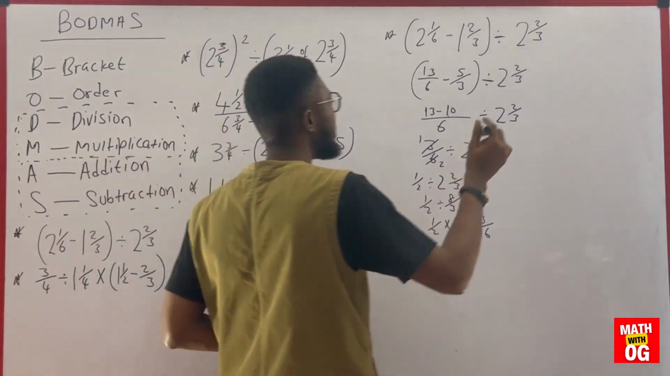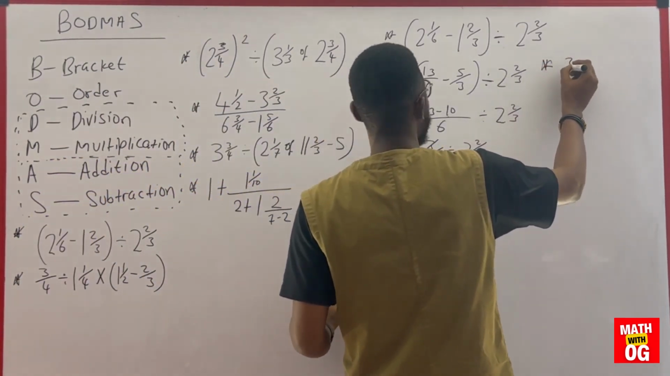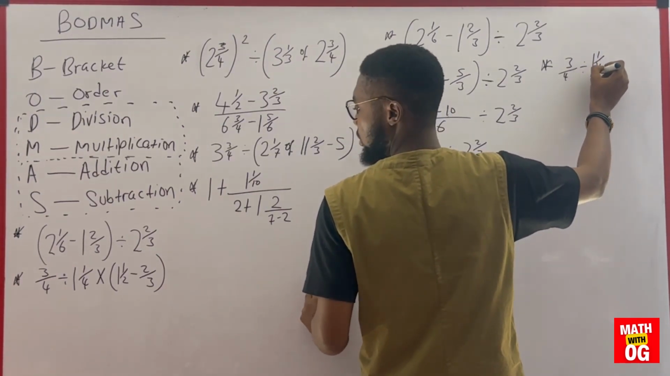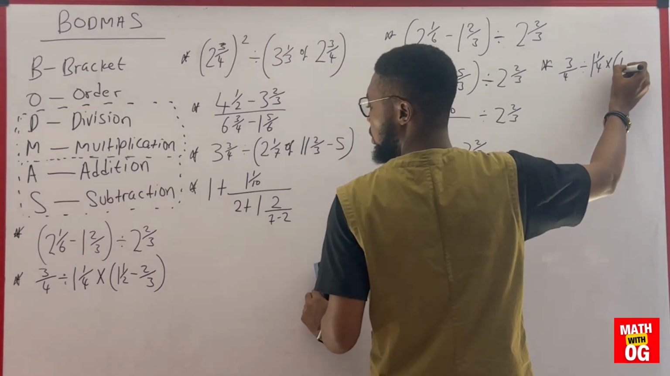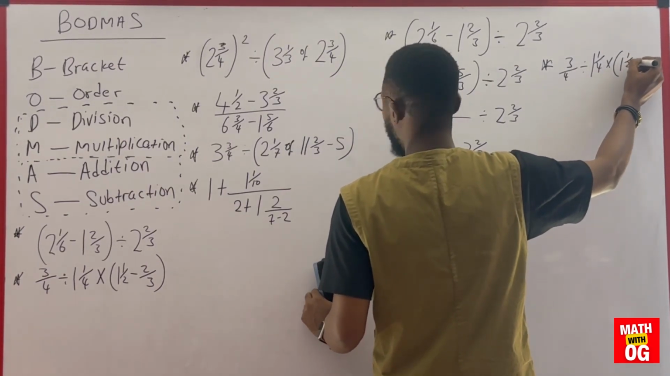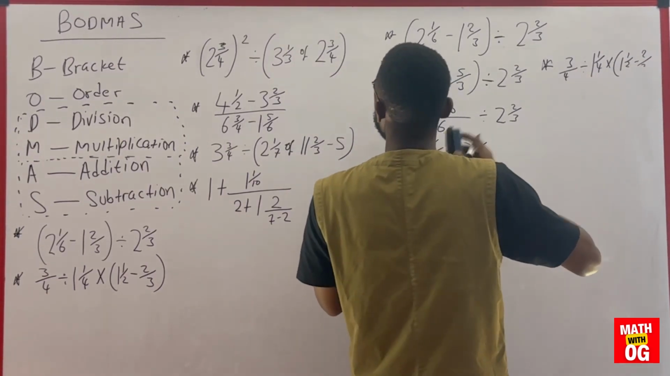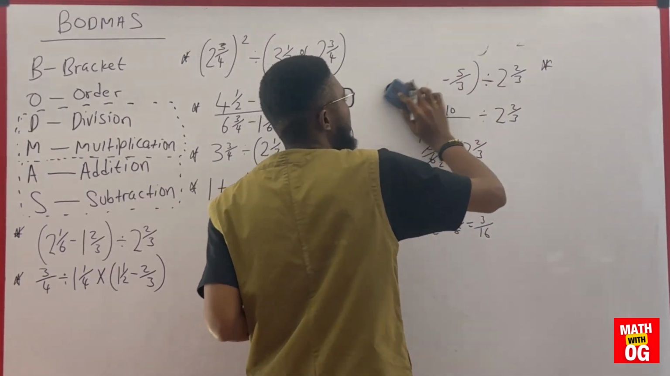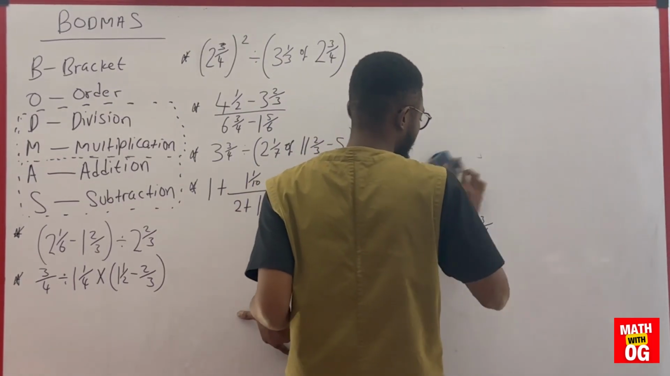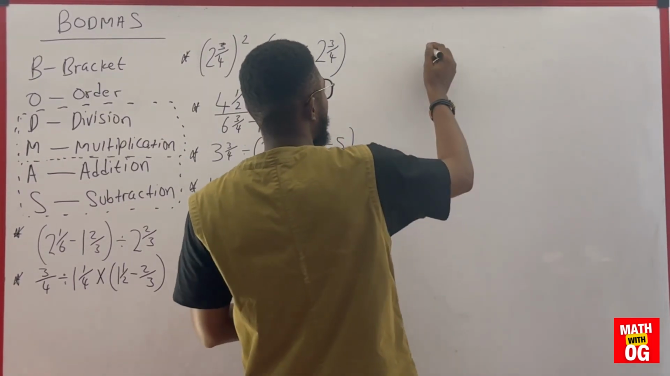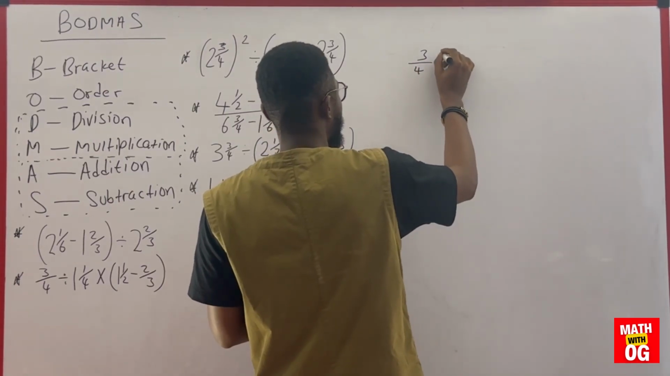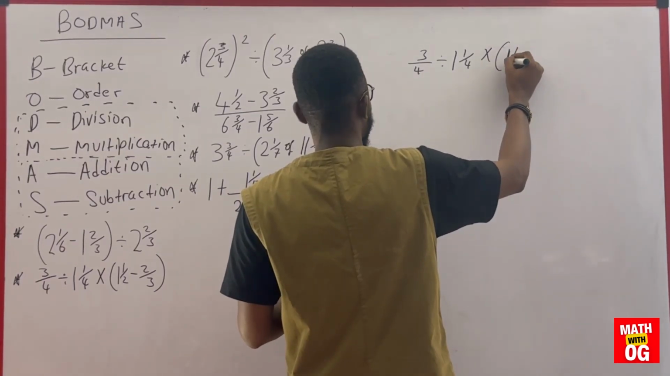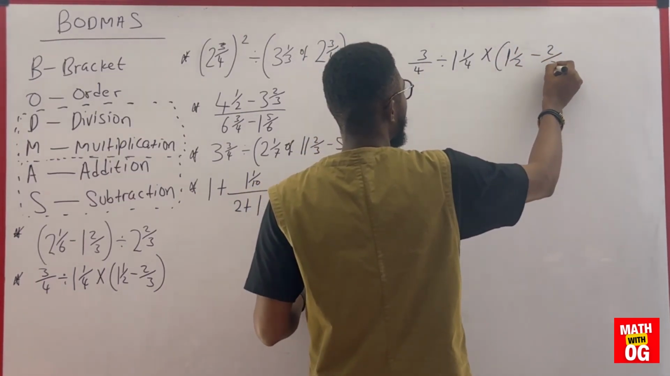Now the second question, we are given 3 over 4, divide one whole number 1 over 4, multiplying one whole number 1 over 2 minus 2 over, okay, let's solve it somewhere else. Let's wipe this. We are done with this already. So like I was saying, 3 over 4, divide one whole number 1 over 4, multiplying one whole number 1 over 2 minus 2 over 3.